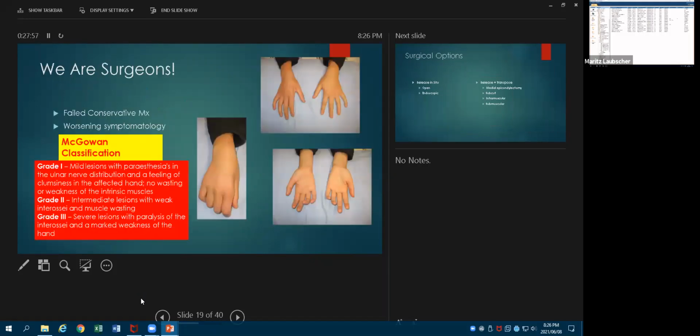But obviously we are surgeons, we want to operate, we do operate, that makes things better. So when would I operate on cubital tunnel? Failed conservative management or any worsening symptomatology. So if a patient is failing conservative management, worsening symptomatology, or objectively McGowan 2 or 3, that's a given. Then they have to be operated on because you haven't got time to waste. And there's the McGowan classification again.